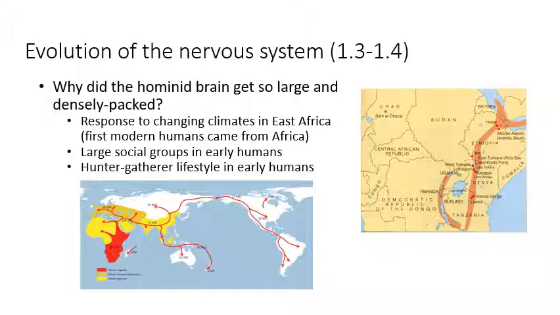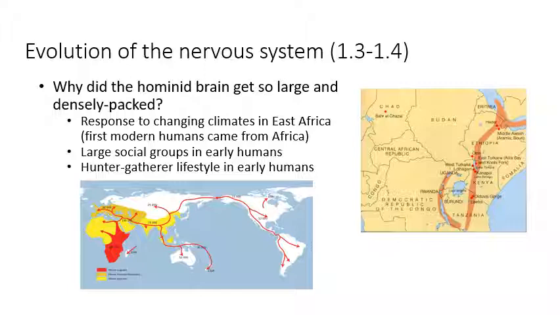And it's believed that changes in climate caused the first modern humans to leave Africa, and so they had to adapt to this changing environment that they were leaving. There is also evidence that the larger the social group gets, the more cognitively complex an organism needs to be to keep track of all these social connections.